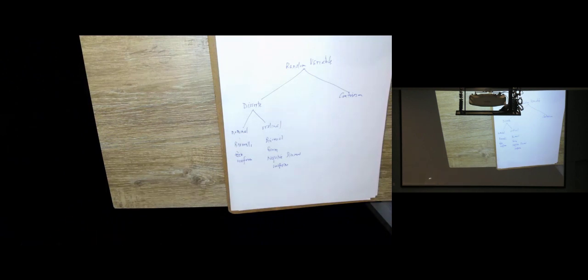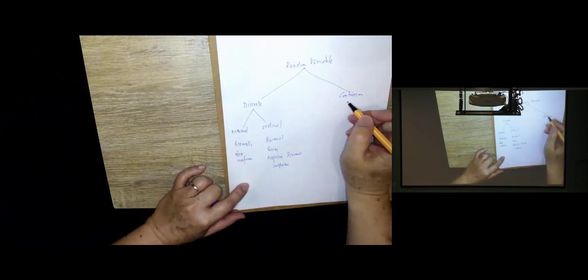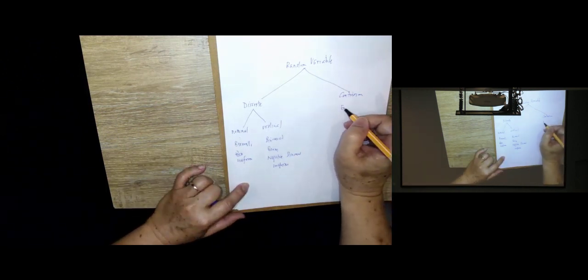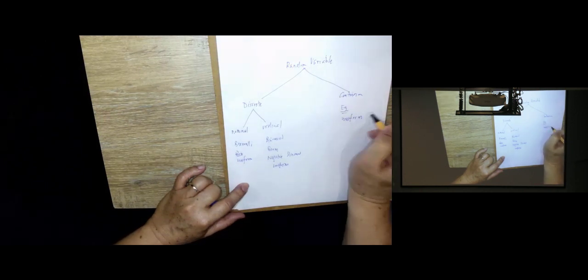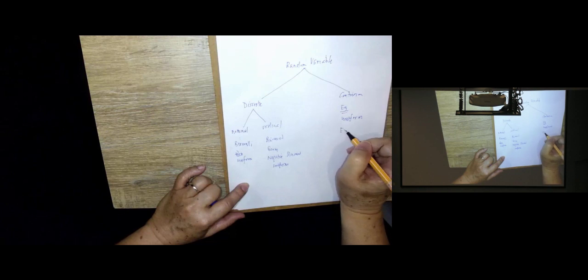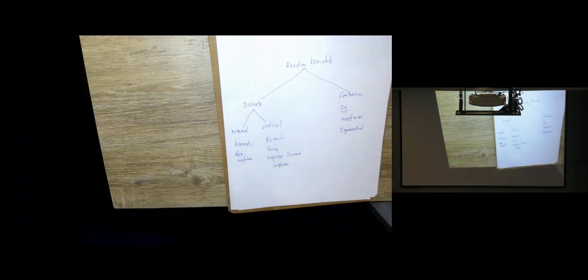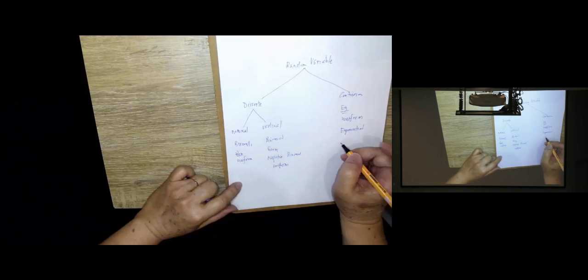All right. And continuous, we will have some examples. We will have the uniform distribution again. We have the exponential. All this integration by parts is because you are dealing with the exponential distribution. And then you also have the normal distribution.